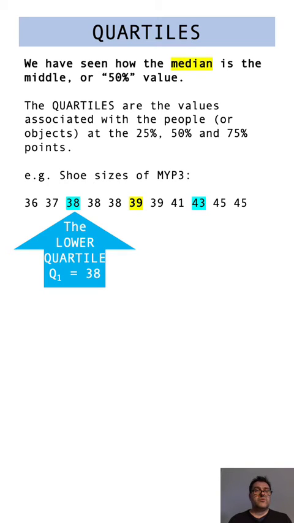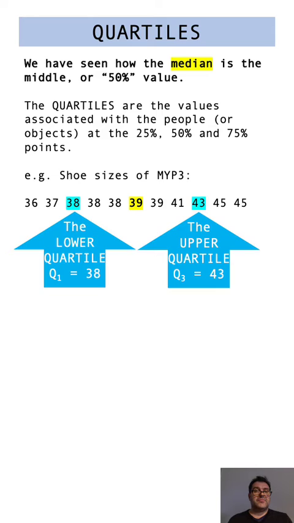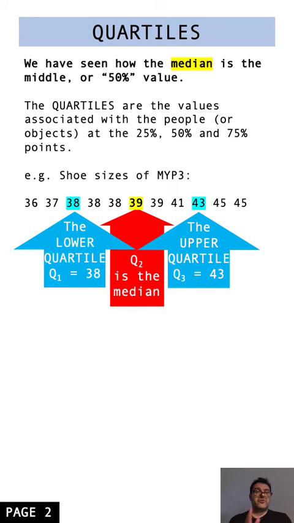So we call these the quartiles. The lower quartile, or Q1 with a little subscript 1, is 38. The upper quartile, Q3, is 43. And Q2 is just the median. So three values that split the data into 4 quarters.